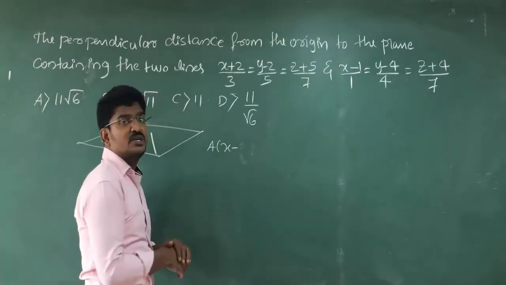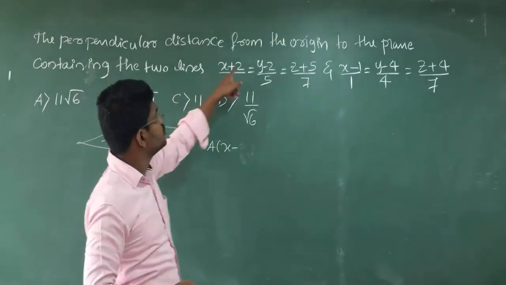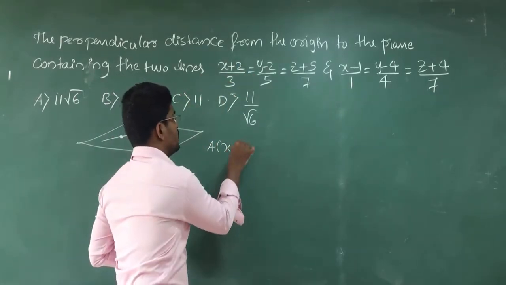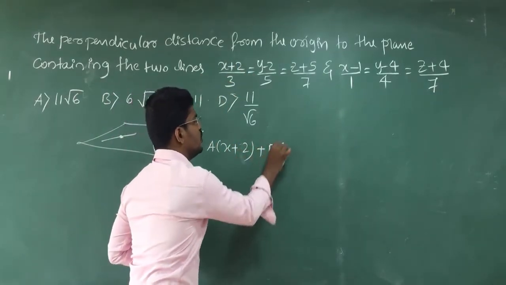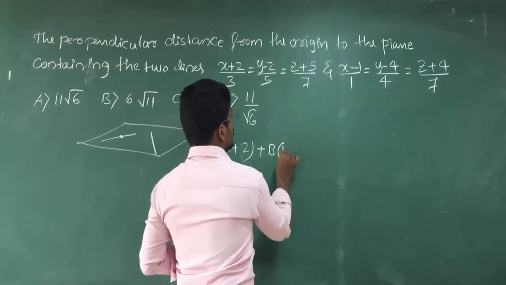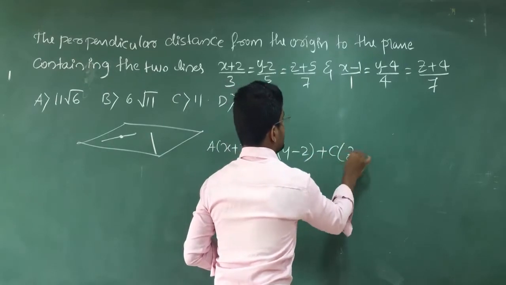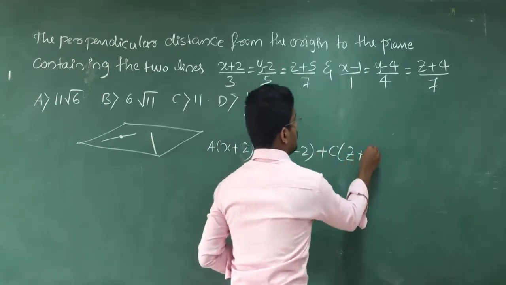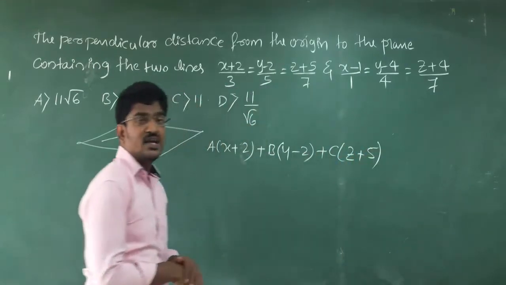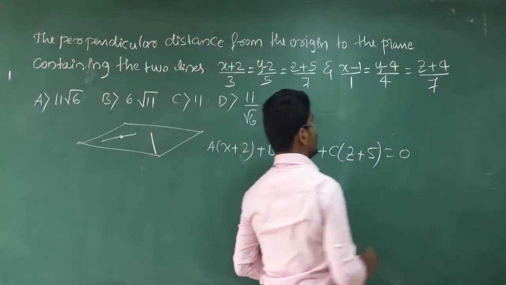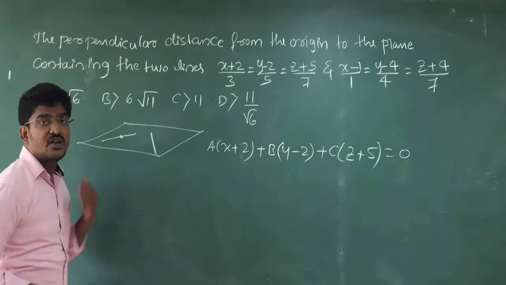So what is the x1 term? I will choose x1 from here. So x1 is minus 2, so it will be plus 2 here, plus b into y minus y1. I will choose y1 from here. This is plus 2, plus c into z minus z1, that is minus 5, so it will be plus 5. Are you getting my point? So this will be the equation of the line which is on the plane. Are you getting my point?